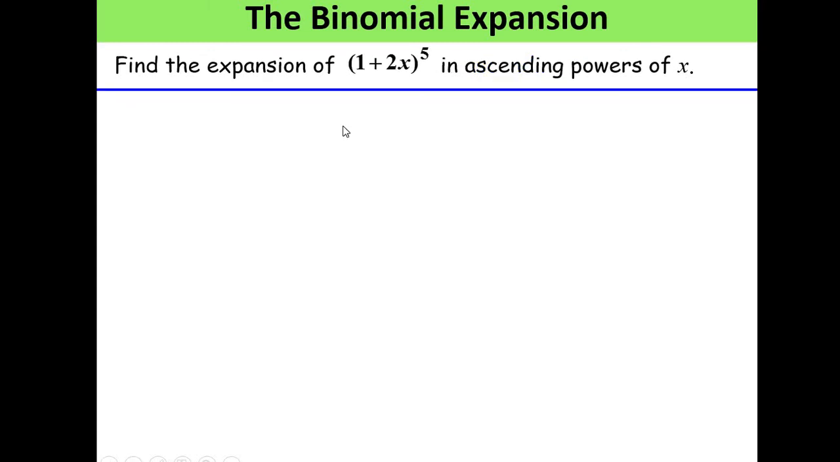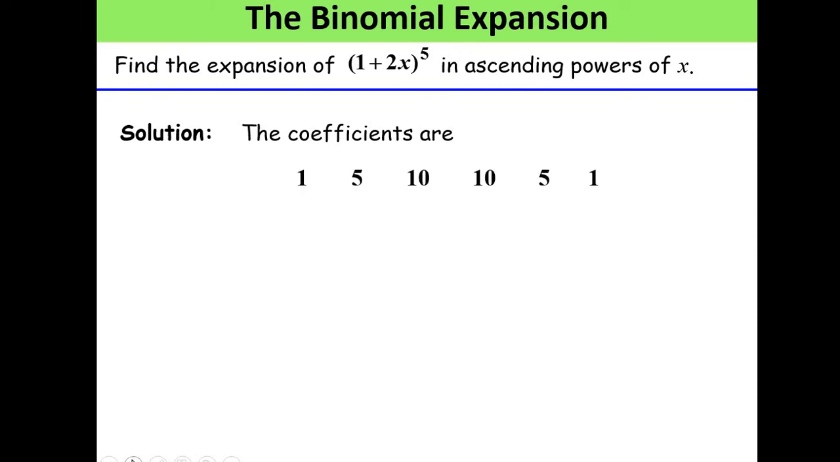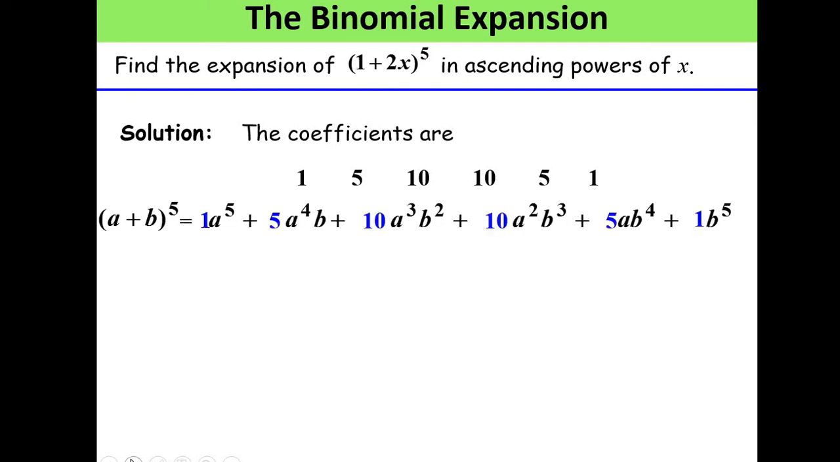So I'm doing 1 plus 2x to the power of 5. So let's see what happens. We know what the coefficients are. It's the 1, 5, 10 row. And then let's remind ourselves if it was a plus b to the 5, that's what we had before, didn't we, from an earlier slide. Now, what we're about to do then is replace the a with a 1. Okay, but if you replace the a with a 1, 1 to the 5, 1 to the 4, 1 cubed, 1 squared, 1, it's all going to be 1, isn't it?